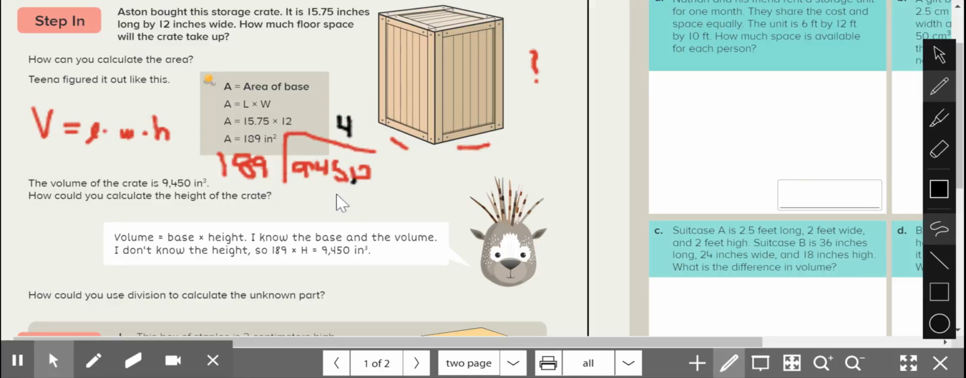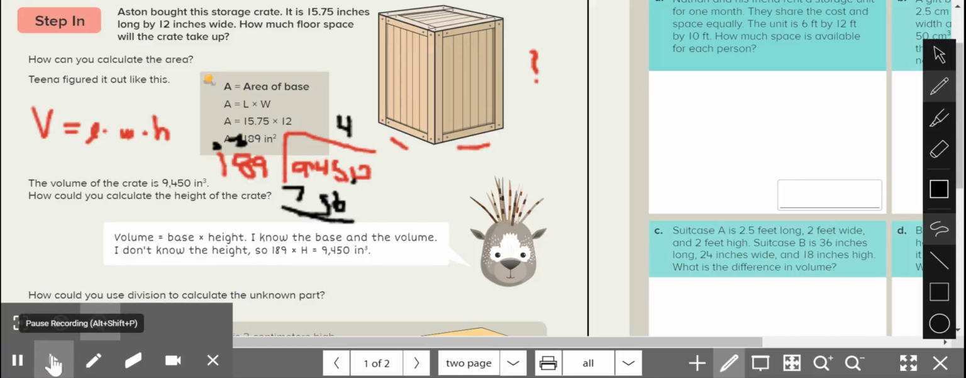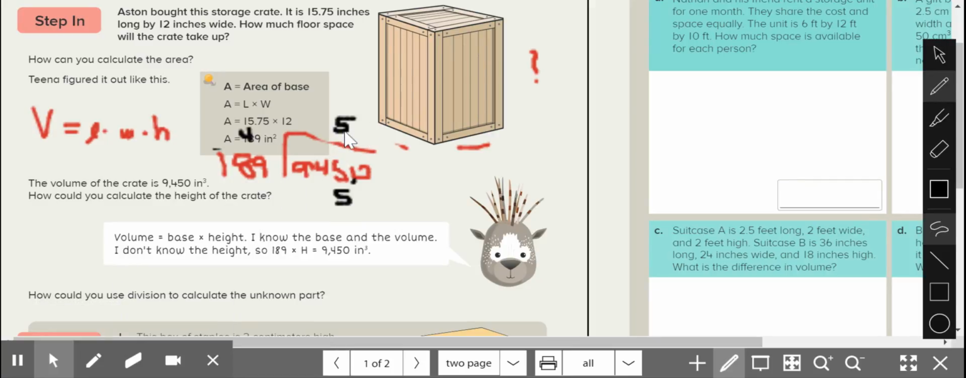4 times 9 is 36. 4 times 8 is 32, plus 3 is 35. And 4 times 1 is 4, plus 3. We have 736, which it looks like we're going to need a little bit more than that. Let's see. Maybe it's 5 times. I'm going to go ahead and finish this out with you guys. I started it without you.